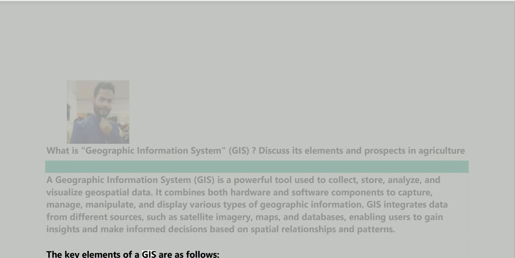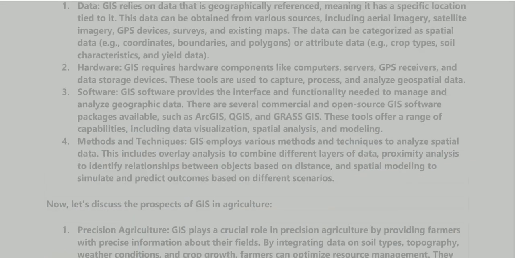The key elements of a GIS are as follows. 1. Data. GIS relies on data that is geographically referenced, meaning it has a specific location tied to it. This data can be obtained from various sources, including aerial imagery, satellite imagery, GPS devices, surveys, and existing maps. The data can be categorized as spatial data, e.g., coordinates, boundaries, and polygons, or attribute data, e.g., crop types, soil characteristics, and yield data.